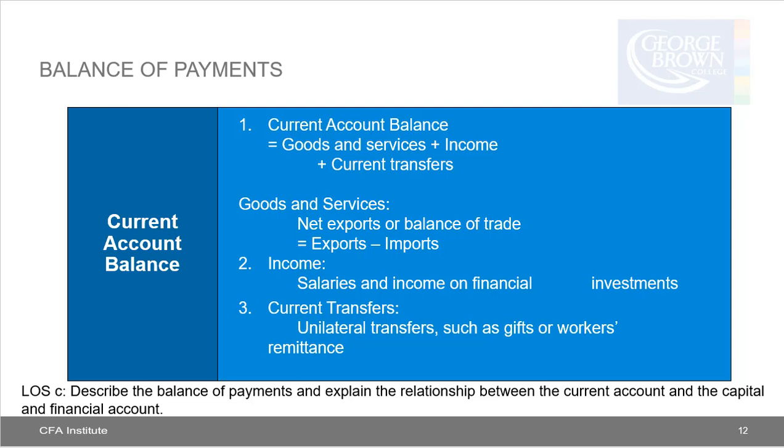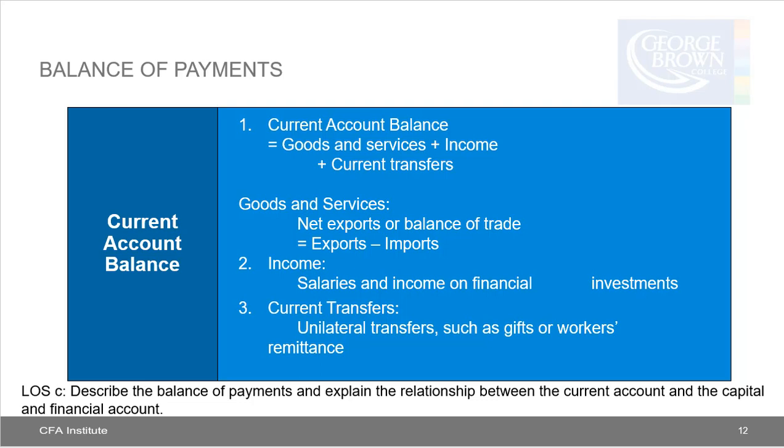Finally, the third subaccount is the current transfers. The current transfer subaccount includes unilateral transfers such as gifts or workers' remittances. Gifts of aid from one country are outflows for that country and inflows for the receiving country. Money sent home by migrant workers is an outflow from the country where they work and an inflow to the country to which it is sent.